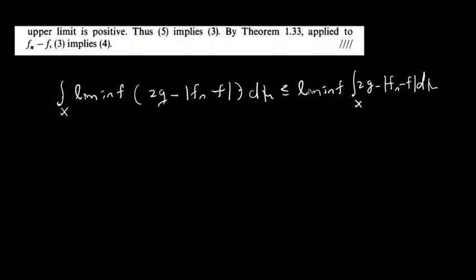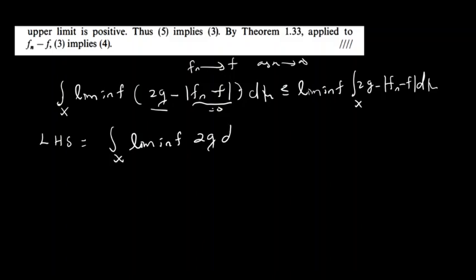Okay, now we consider the LHS. Since f_n converges to f as n tends to infinity, this term goes to 0. So our LHS becomes just 2g. Now if we consider the RHS, we have LHS equal to the integral over X of lim inf 2g dμ.